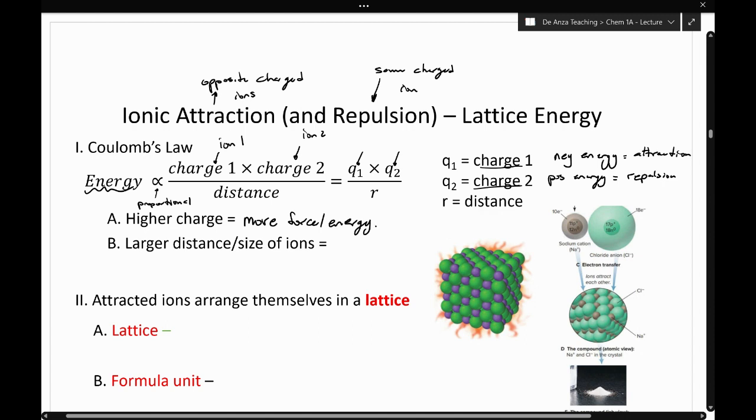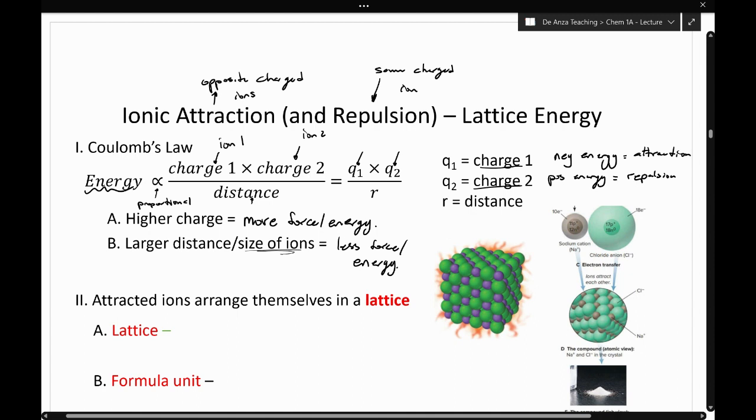And then if we look at the distance that separates your ions, an increase in distance comes from changing the size of your ions. As ions get bigger and they have a larger separation, the value in the denominator grows larger. This distance term right here gets larger, and so you have less force or energy as that distance increases.